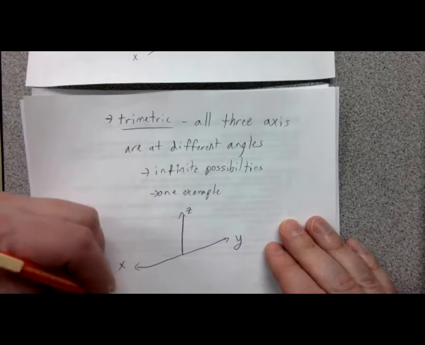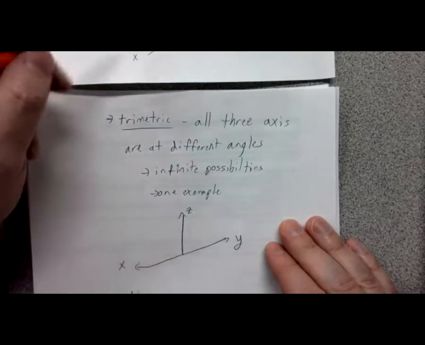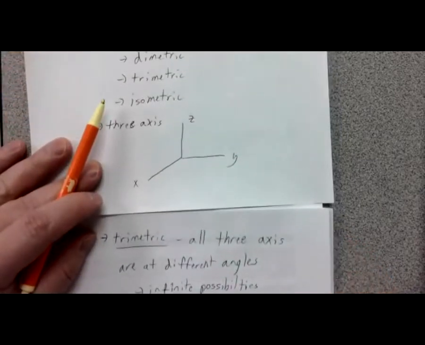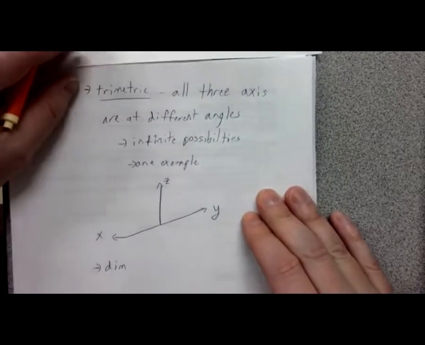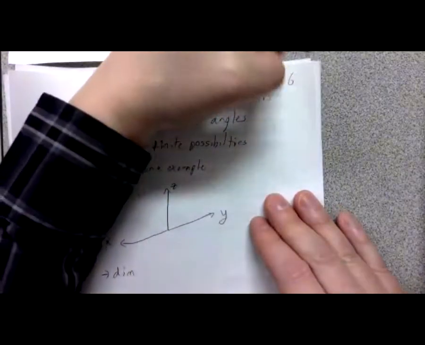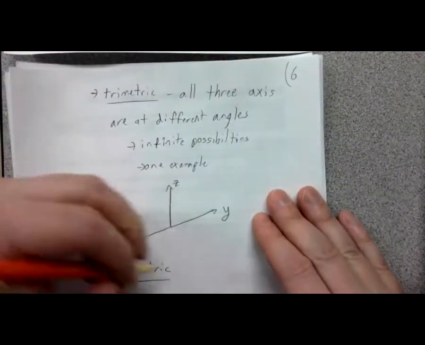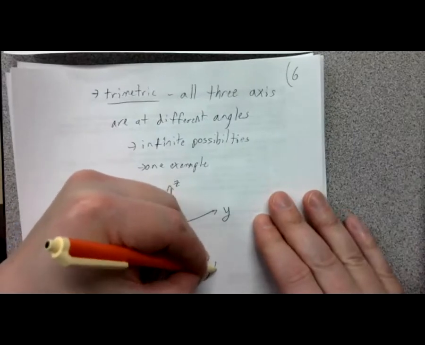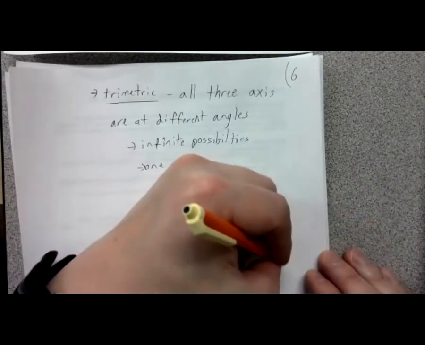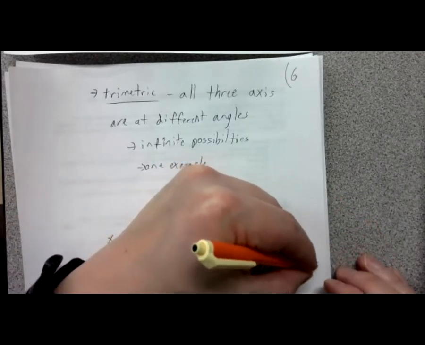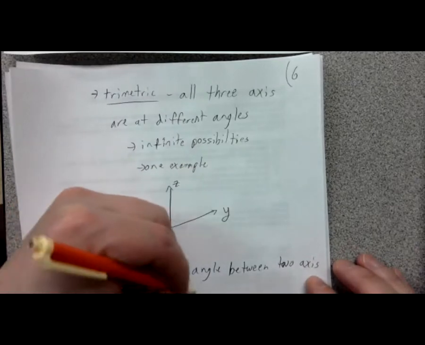A more common thing that we might see: if I'm not going to draw an isometric, which we'll talk about here in a bit, I will probably draw in a dimetric format. If I draw in a dimetric format, the angle between two axes pairs are the same.